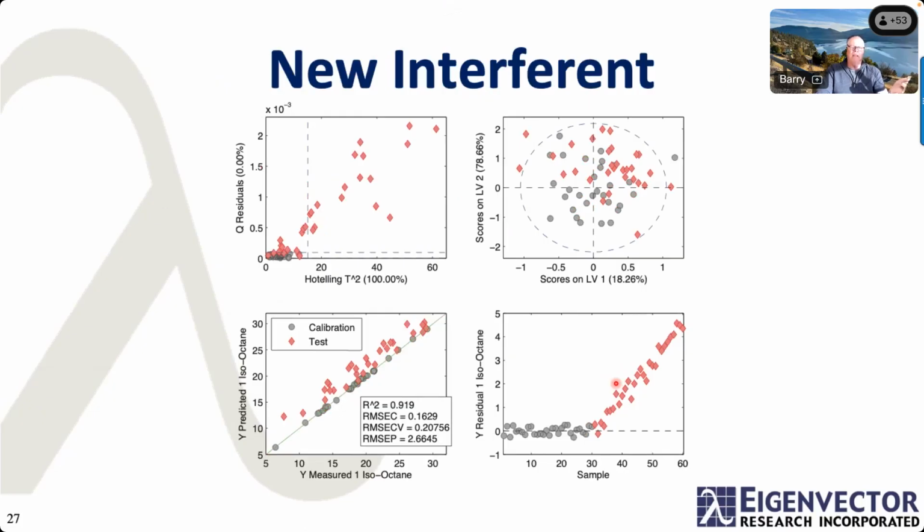If you have a new interferent, it might look like this. Scores plots sort of generally the same, but your Q and T squared plots wandering out of bounds. And if you get a new interferent, chances are it's going to make a bias in your prediction here. And you can see here this prediction error wandering off in time.